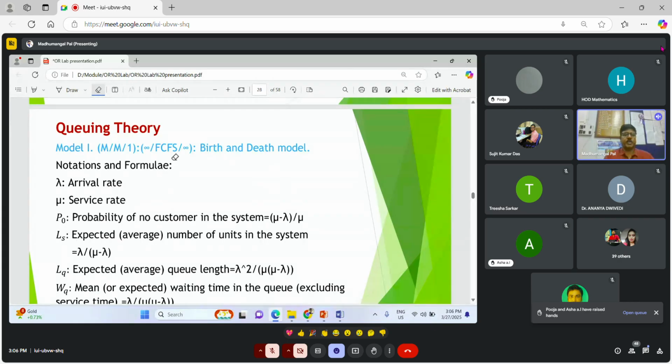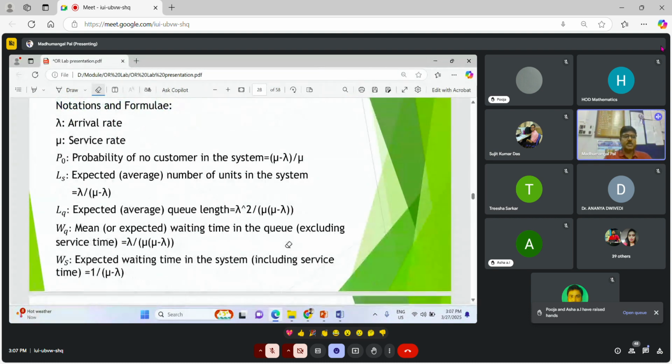So for this particular queue model, if the arrival rate is lambda and the service rate is mu, then we can determine the probability of no customer in the queue. After mathematical calculation, it is shown that the probability of no customer, denoted by P, is equal to (mu minus lambda) by mu. That means depending on the arrival rate and service rate, we can calculate the probability of no customer.